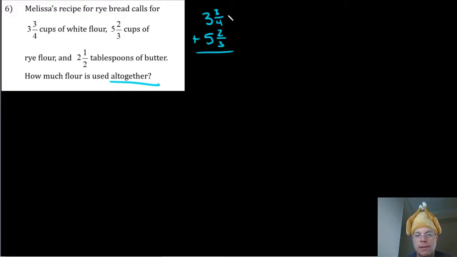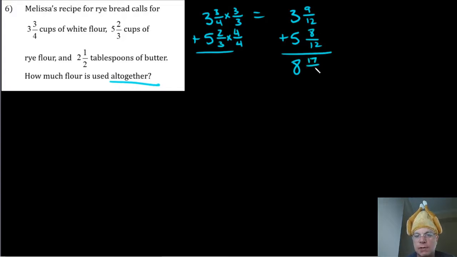We can turn fourths and thirds into twelfths, the LCM of 4 and 3. We can turn fourths into twelfths by multiplying by 3/3. And 2/3 multiplied by 4/4 will give us twelfths. And so this is equivalent to 3 9/12 plus 5 8/12 for a total of 8 17/12 cups of flour, but we don't want to leave this fraction as an improper fraction.